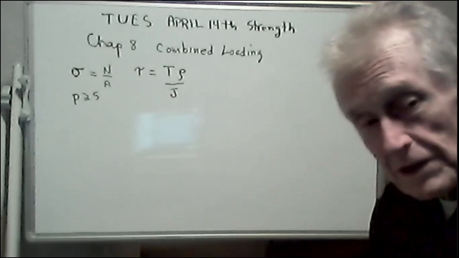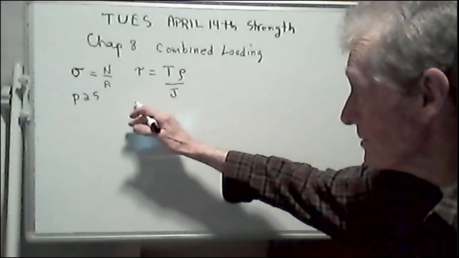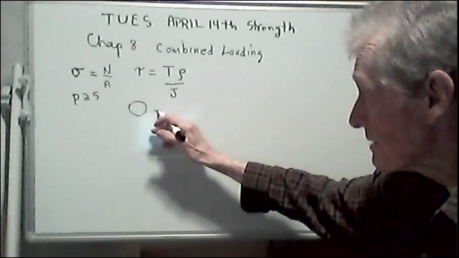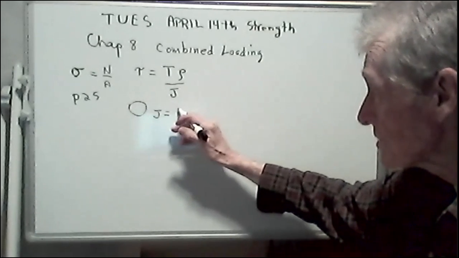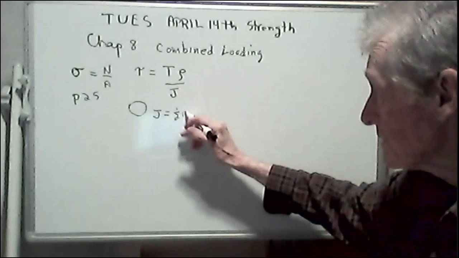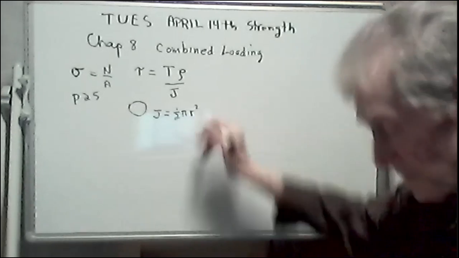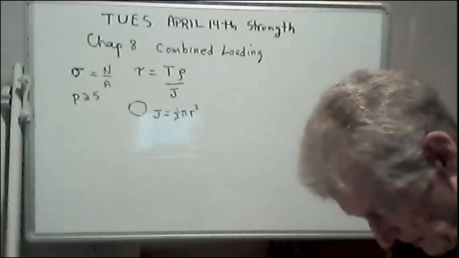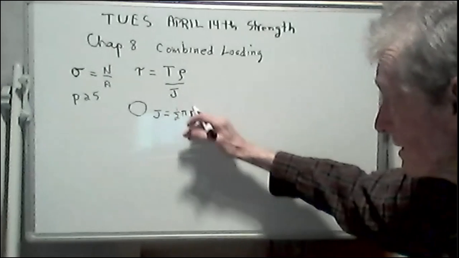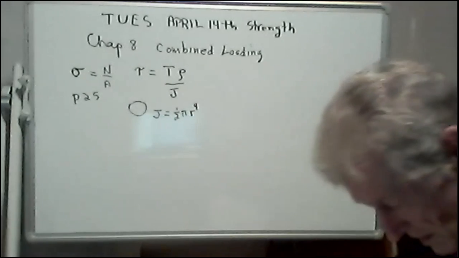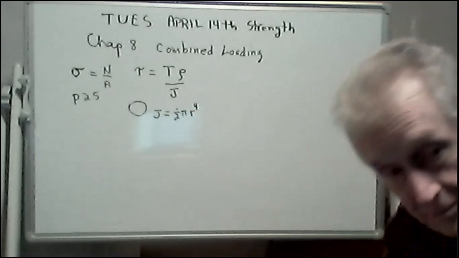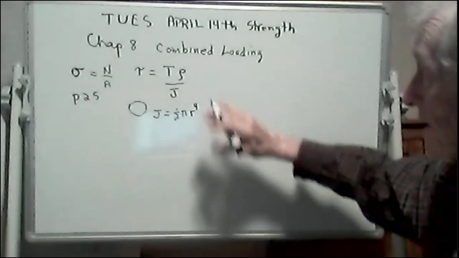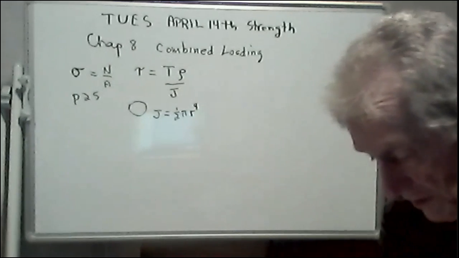Like, for instance, for something round, if you just had a round cross section, I think the polar moment of inertia is 1/2 pi r squared. But I don't want to lie to you. Let me double check it here. Yeah, no, this is wrong. It's 1/2 pi r to the 4th. That's what it is. Okay, great. Now back to my talk here on combined loading.